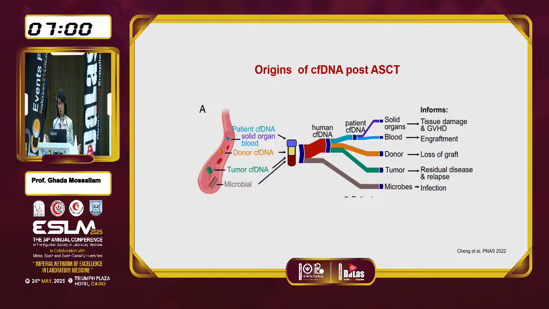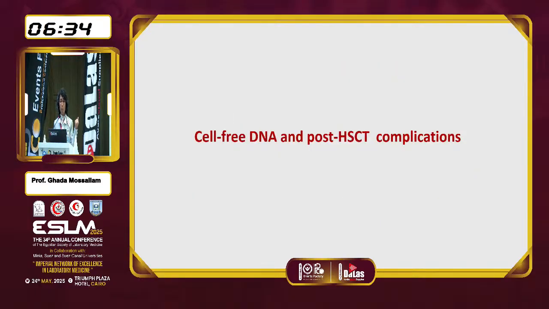The relative proportion of cell-free DNA from the recipient and donor indicates the state of engraftment and early relapse, while tumor-derived cell-free DNA indicates residual disease and relapse, and finally, microbial-derived cell-free DNA indicates infections, so that all these complications could be informed by only a blood sample.